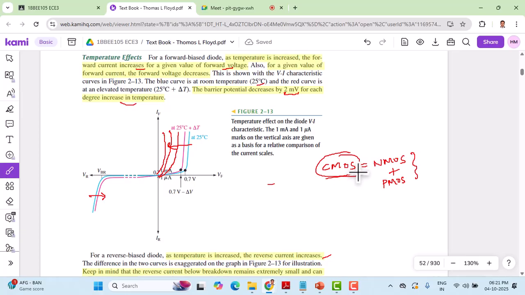Of course, the temperature varies in this way. The way we have shown in the graph, as temperature increases, the currents also start increasing. So these are the devices which are sensitive to temperature. Okay, I hope I've answered your question.